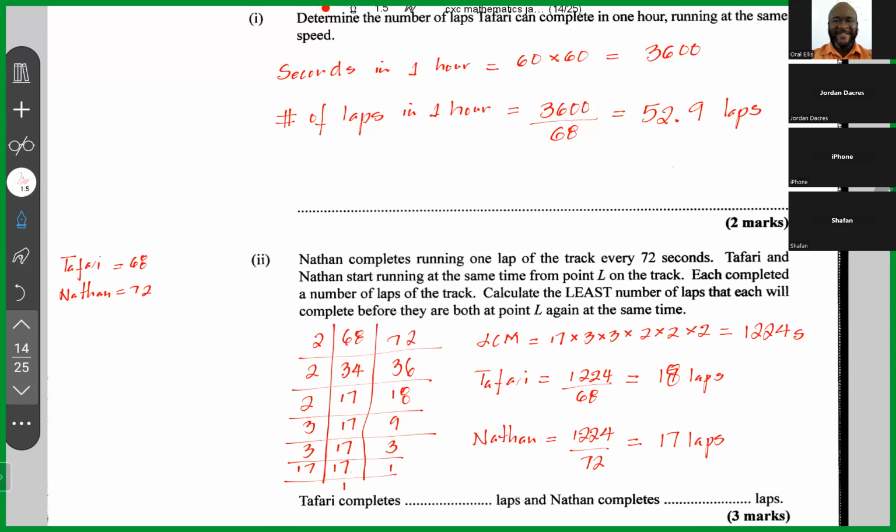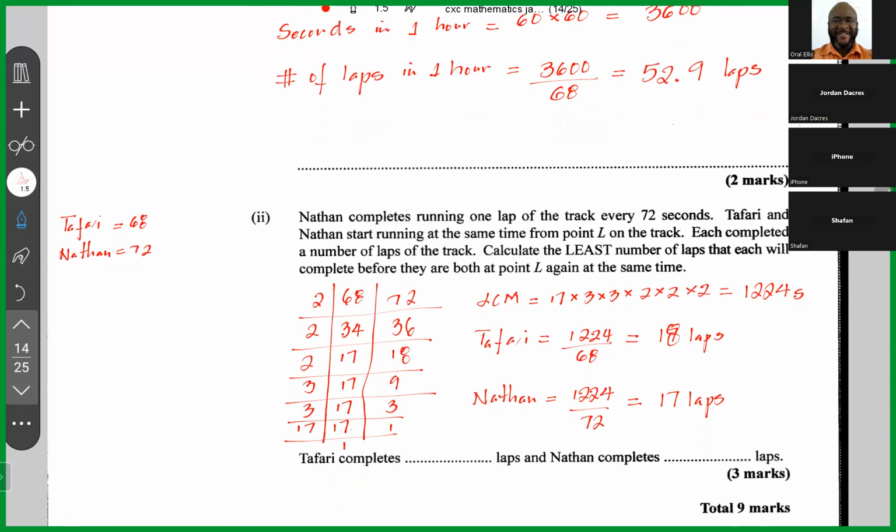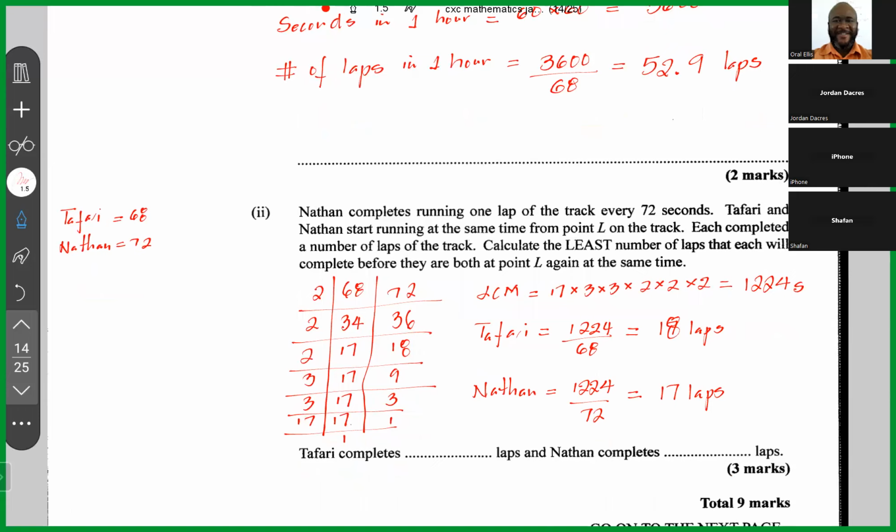So how many laps must they do before they are again at the same point? Tafari would have to do 18 laps, and Nathan would do 17 laps. To do 18 laps, Tafari would need 1,224 seconds. To do 17 laps, Nathan would need 1,224 seconds. And after 18 and 17 laps respectively, both Nathan and Tafari would again be at the same point, L, on the track.